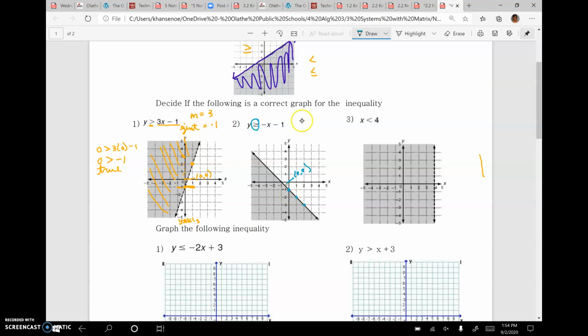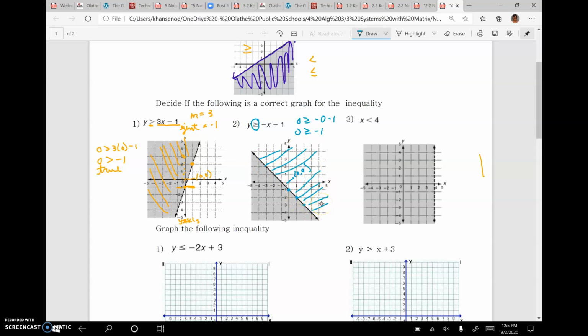So if I plug 0, 0 in, I get 0 greater than or equal to -0 minus 1, which is 0 greater than or equal to -1. Is 0 greater than or equal to -1? Yes. Oh, so guess what? It is shaded on the wrong side. So then this needs to be shaded on this side.